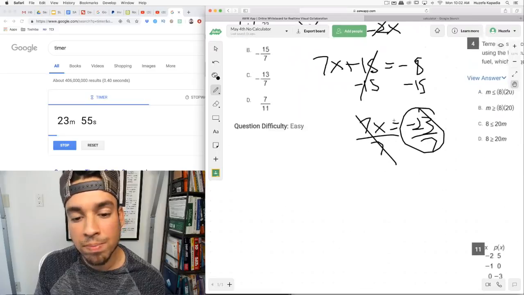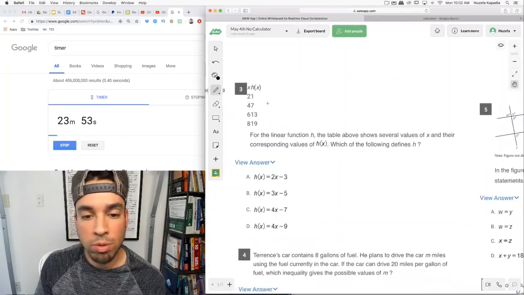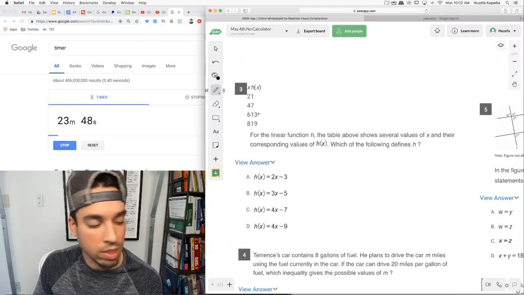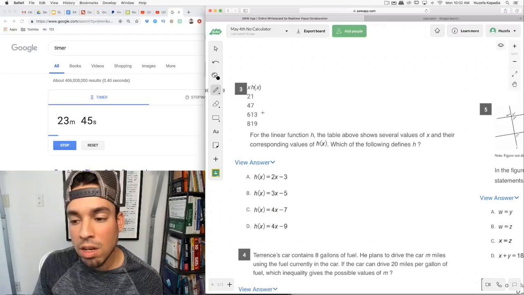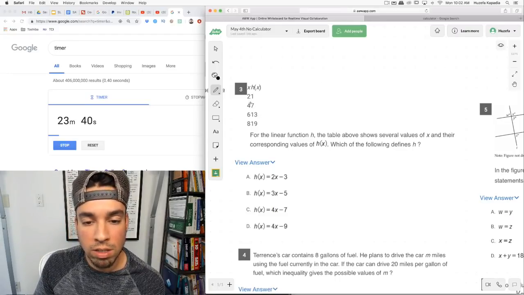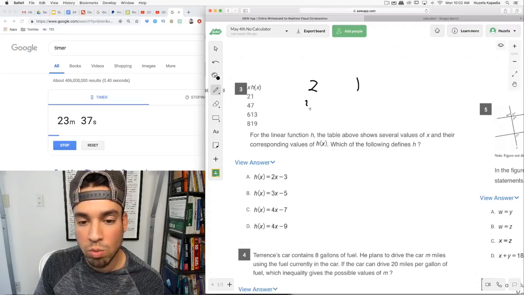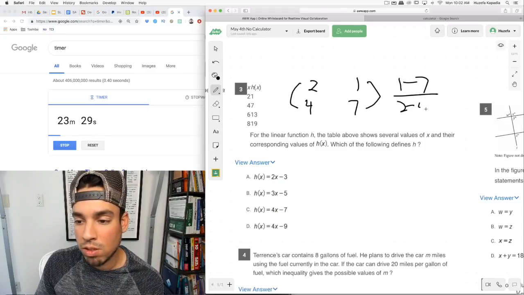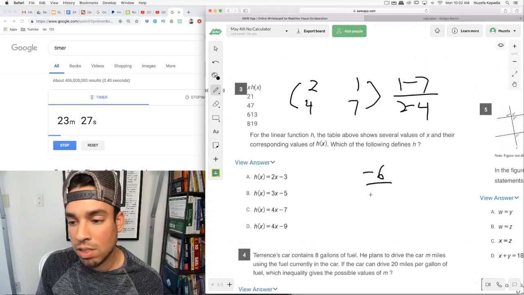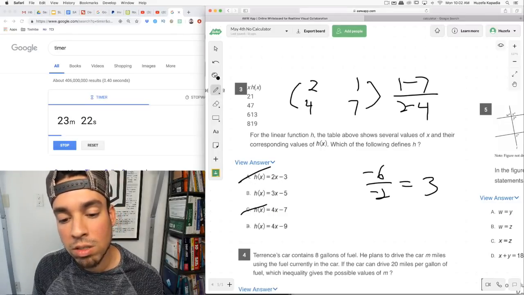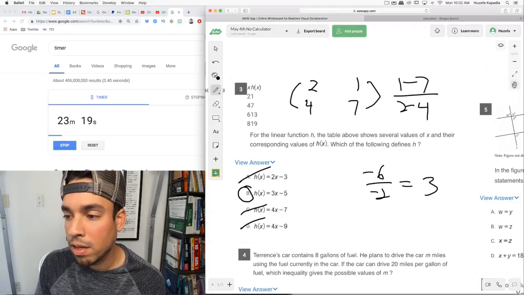All right, next. Okay, question number 3. For the linear function h, the table above has several values of x and their corresponding h of x values, aka y values. Which of the following defines h? It's a linear function, so here are two nice values: 2, 1 and 4, 7. First I'm going to calculate my slope. I subtract down the y's: 1 minus 7 over 2 minus 4. So my slope is negative 6 over negative 2, which is a slope of 3. That's the wrong slope, that's the wrong slope, that's the wrong slope. It's 3. So we're done.